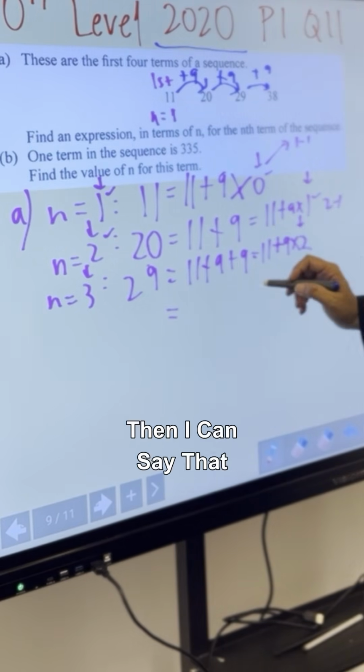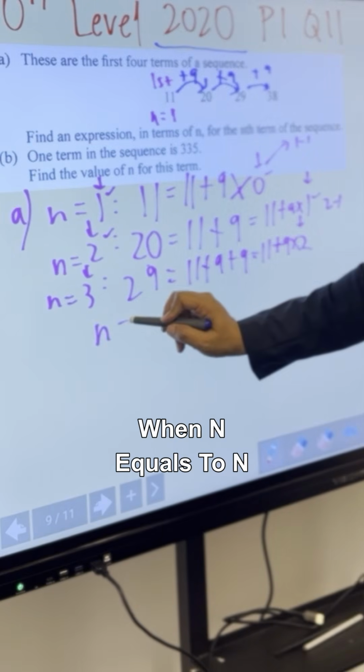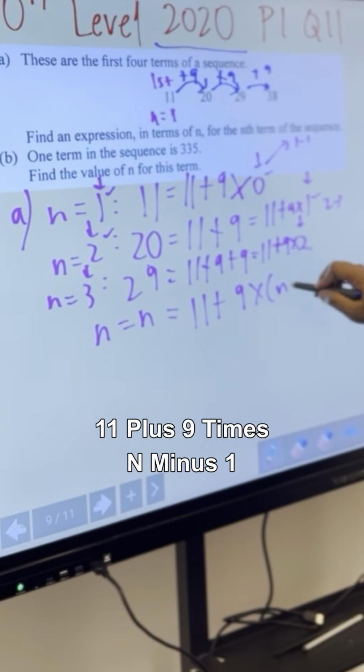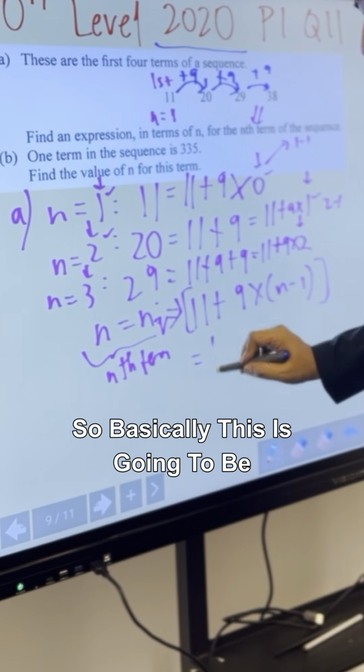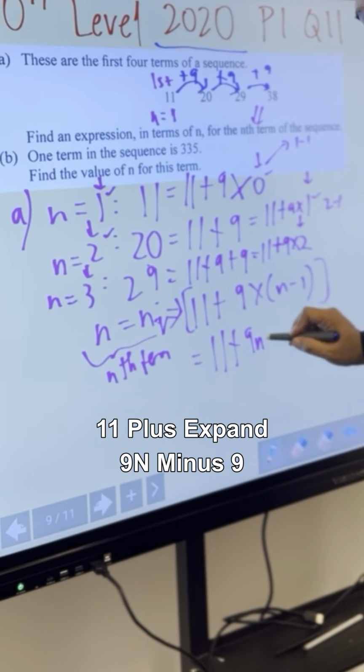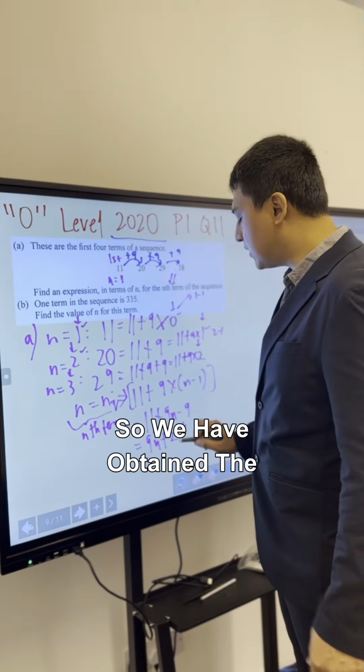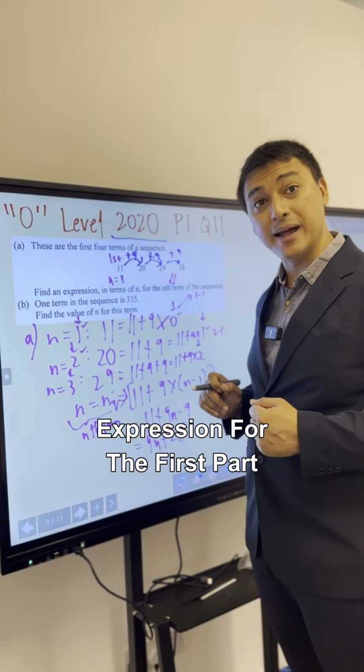Since that's the case, then I can say that when n equals n, it is 11 plus 9 times n minus 1. So basically, this is going to be 11 plus, expanding, 9n minus 9, which is 9n plus 2. So we have obtained the expression for the first part, part A.